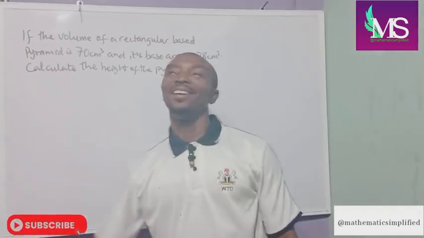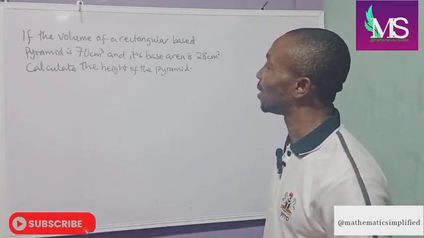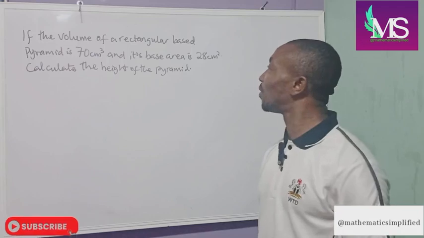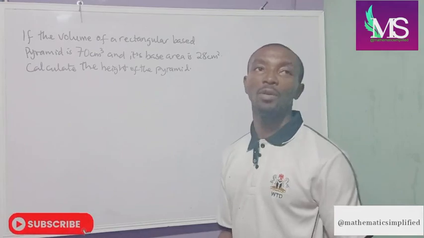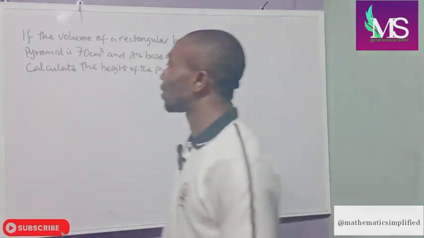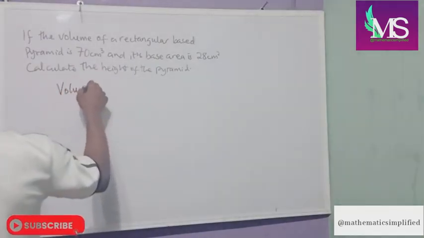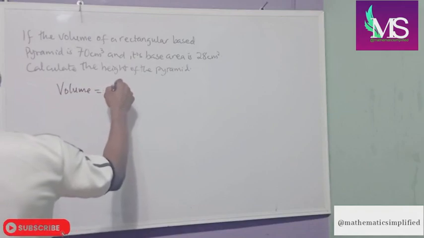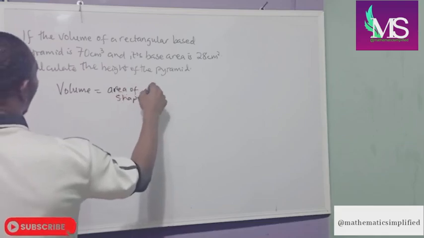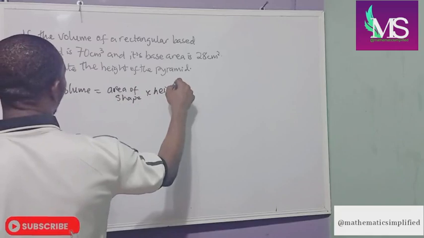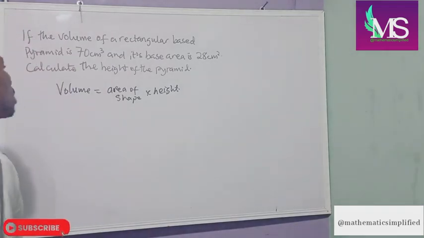Hi guys. Our next question says, if the volume of a rectangular base pyramid is 70 cm cube and its base area is 28 cm square, calculate the height of the pyramid. Now, if we want to calculate the height of the pyramid, we know that our general volume equals area of shape times height. Always bear in mind that our volume equals area of our shape times height.